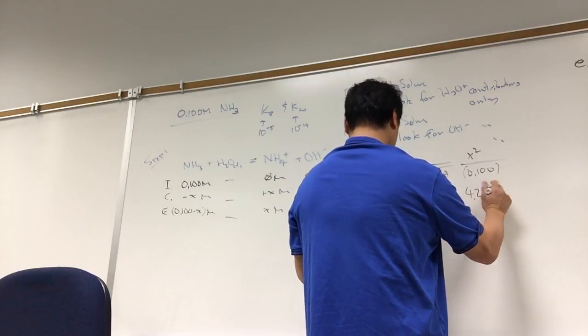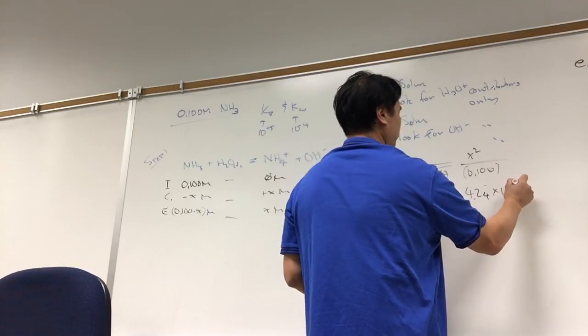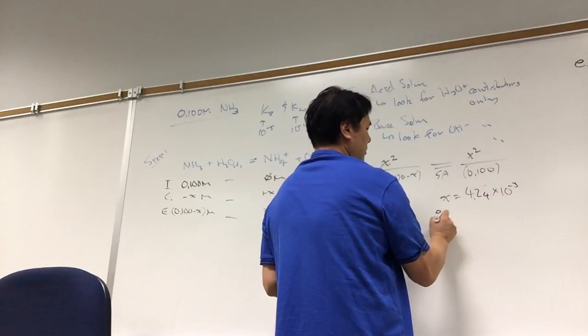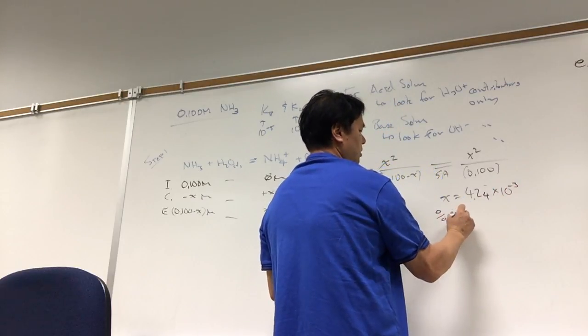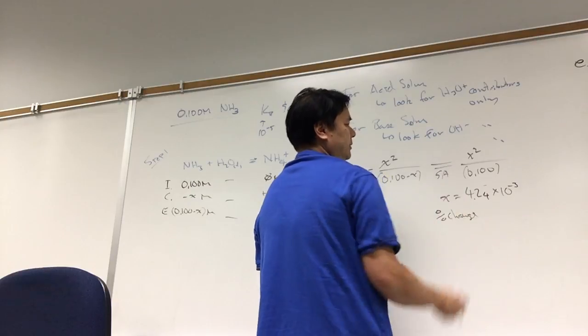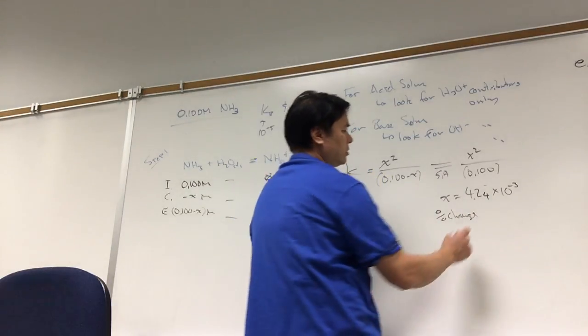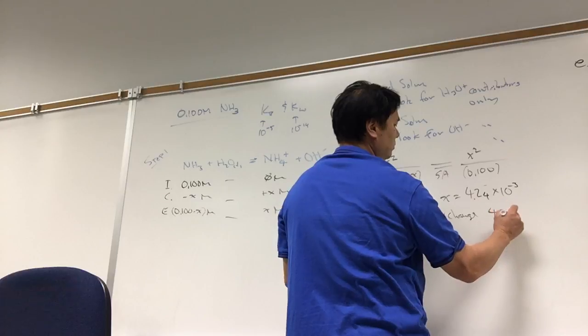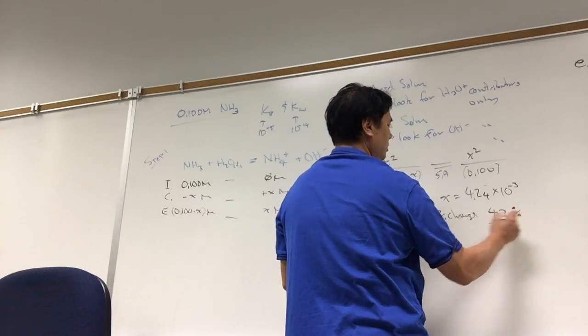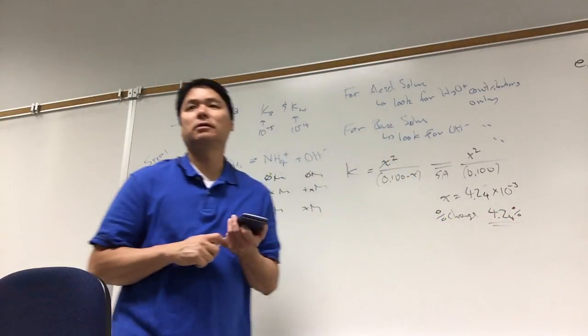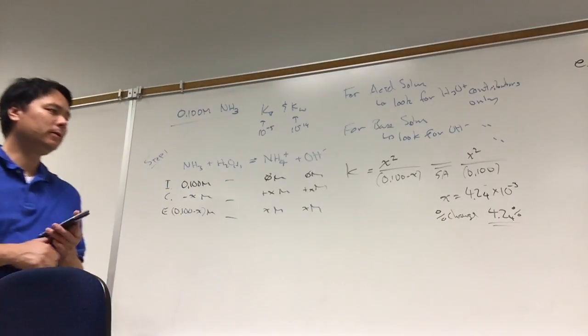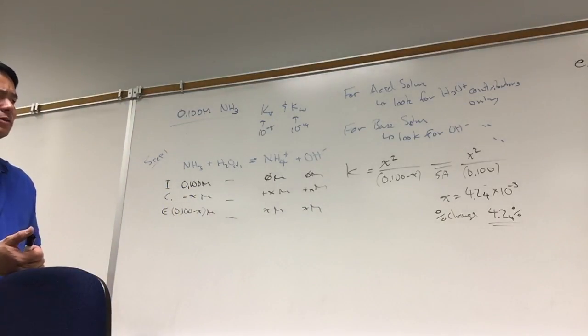And I get 4.24 times 10 to the minus 3. So when we calculate the change, the percent change here is going to be 0.004, so it's actually a 4.24% change. Is that acceptable? That's acceptable. You'd get a more accurate answer if you did the quadratic, but it's not necessary because it's still below 5%, and so we'll say it's acceptable.